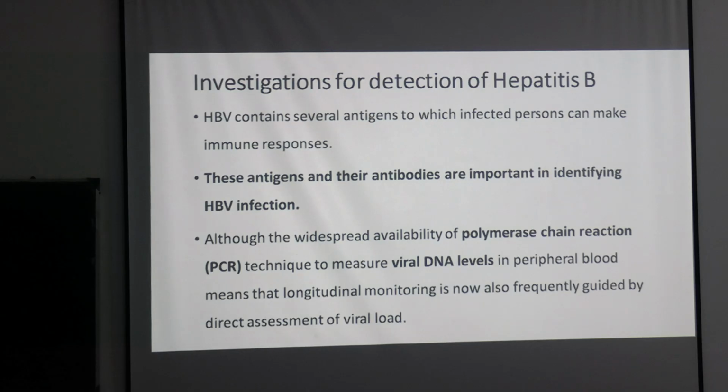HBV contains several antigens to which an infected person can make an immune response. These antigens and antibodies are important in identifying HBV infection, although polymerase chain reaction or PCR techniques are now widely available to measure viral DNA levels in peripheral blood.